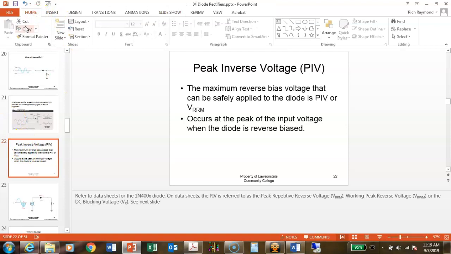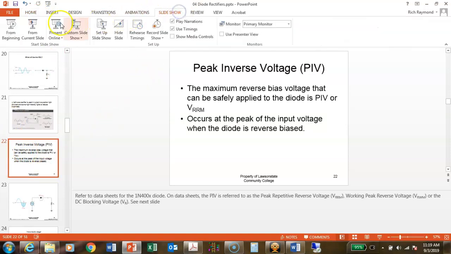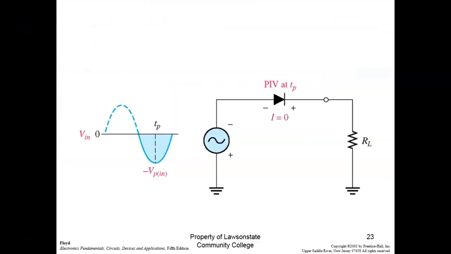So I think this book teaches PIV, but like I said, it's not going to be that in data sheets. And we're talking about this. We're not talking about DC average. We're talking about this peak down here. So that's another reason you need to be able to solve for V peak, right? Because that's what the diode is going to have to block.